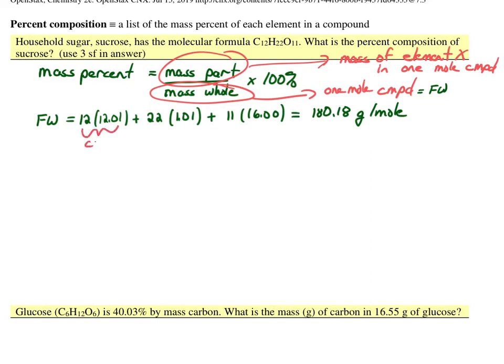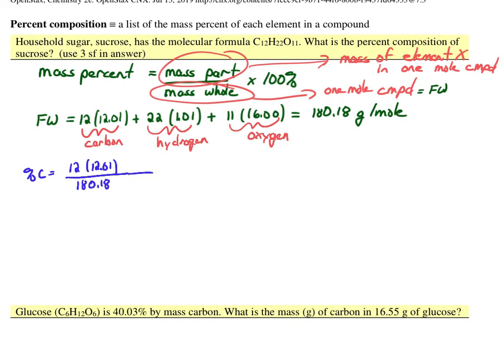But we also appreciate that this is the mass from the carbon, this is the mass from the hydrogen, and this is the mass from the oxygen. Knowing this simplifies our calculations. So we can get the percent carbon by multiplying the mass of carbon, 12 atoms times 12.01 grams per mole per atom, divided by our entire formula weight. And for both the numerator and the denominator, we know our units are grams per mole.